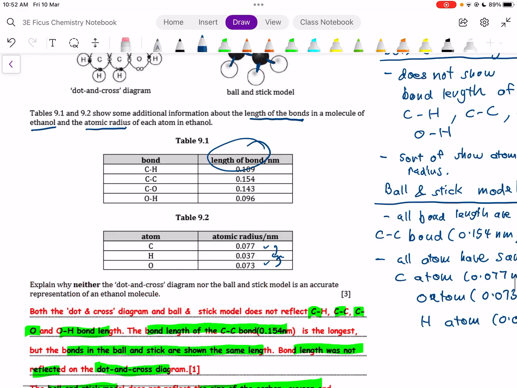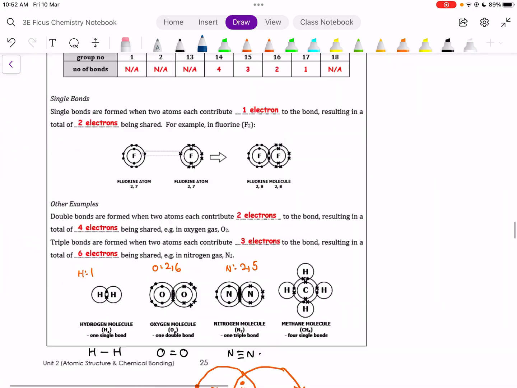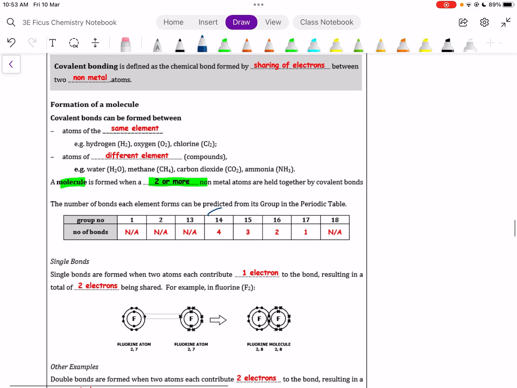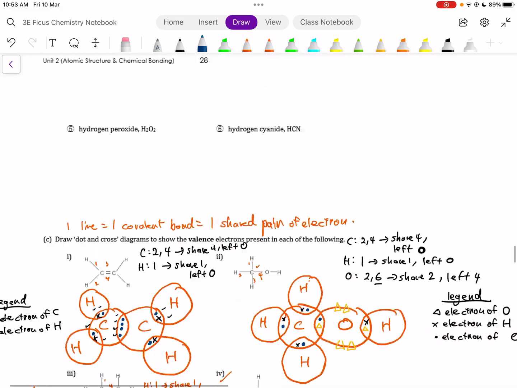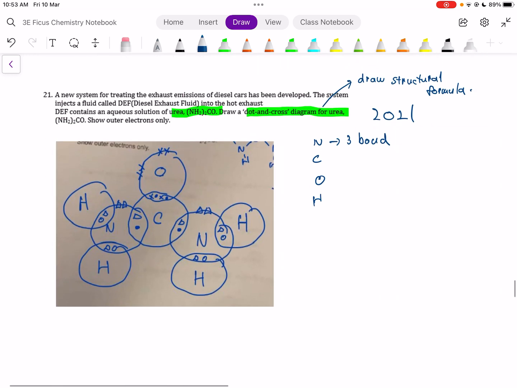Do refer to that chart down here to help you with your structural formula. So group 14, 4 bonds, group 15, 3 bonds, group 16, 2 bonds, and group 17, 1 bond. Alright, let's take a look back at the urea question. Very interesting urea question. So this is 4 bonds, this one 2 bonds, and lastly, this is 1 bond.